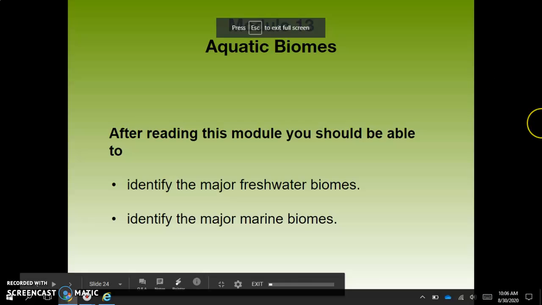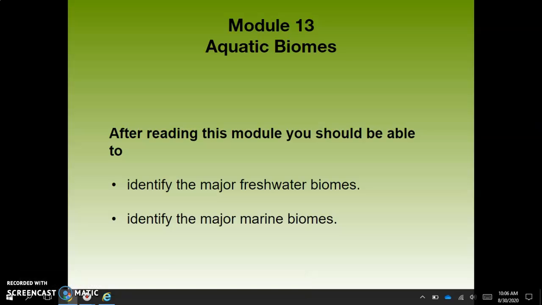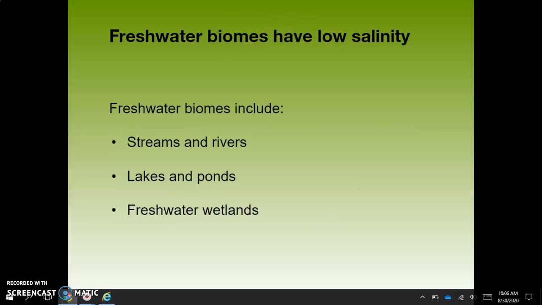Hey guys, so now that we're done with our terrestrial biomes, we're going to go ahead and jump into our aquatic biomes. So at the end of this lesson, you should be able to identify the major freshwater biomes and then identify the major marine biomes as well. And the marine biomes are going to be our saltwater biomes.